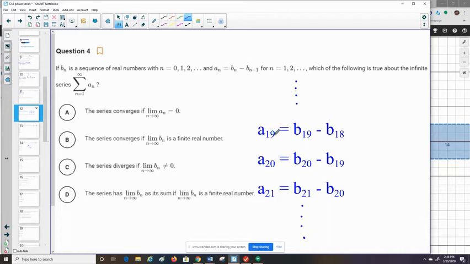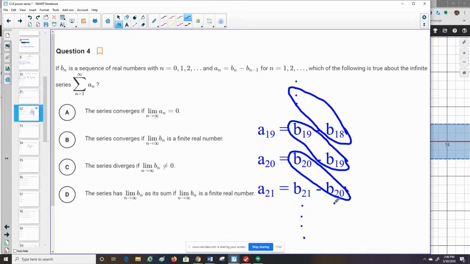Don't go with that. That is a total trap option. But when I started listing off, I just picked 19 for no reason in particular, but just to say that according to this, the nth term of the A series is the nth term of the B series minus the term before that for the B series. So the 19th term of the A series is the 19th of B minus the 18th of B.